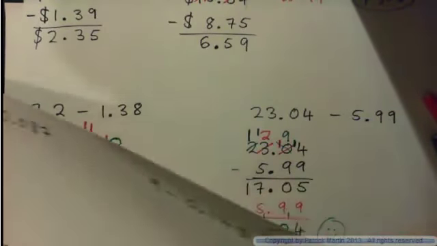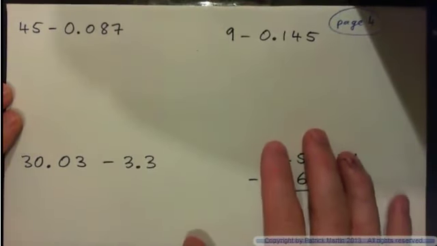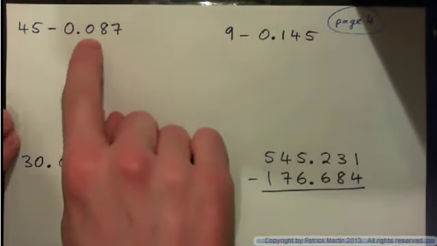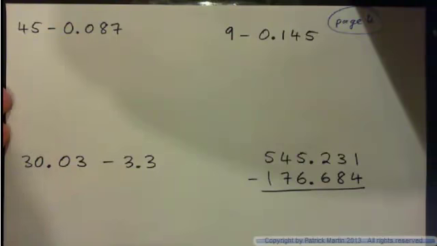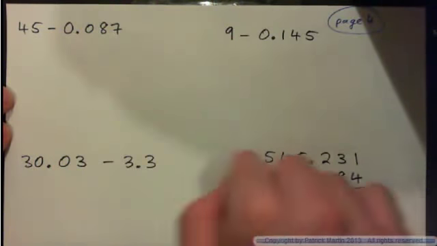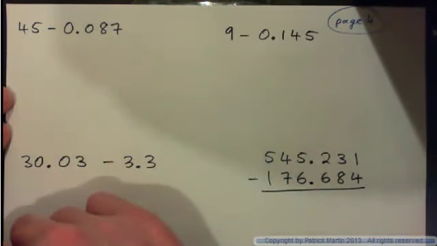Okay, so some more practice with that type of thing. What are you going to do with 45 subtract 0.087? And by all means, you can race me and try and do these faster than I can. No problem.